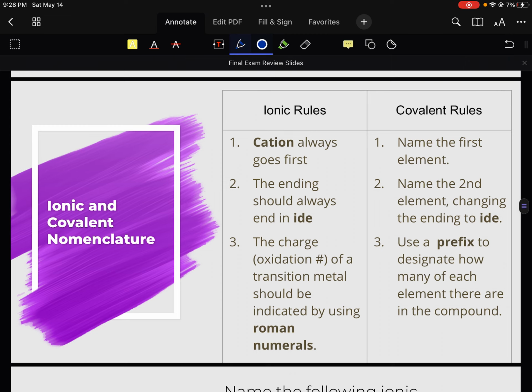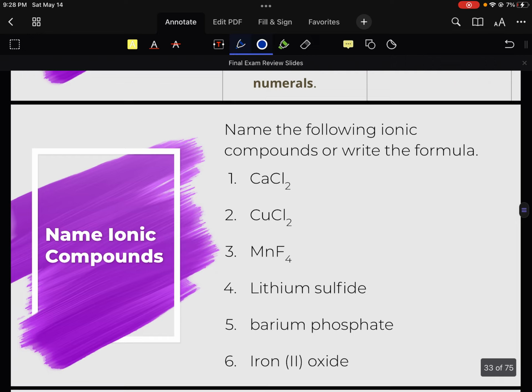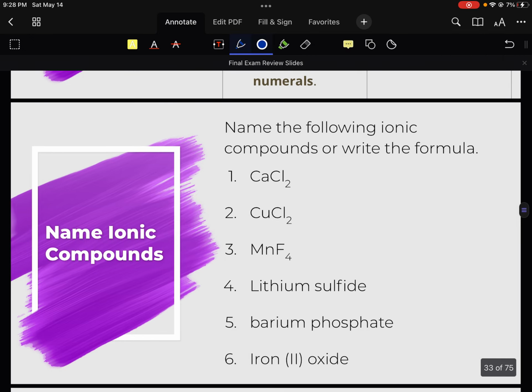The last thing is just naming compounds. So the main thing to know is if you have a covalent, we always use the prefix, and then if we have an ionic, we don't. So let's look at some examples. So this is ionic only. So the only thing we're going to do is just name it.